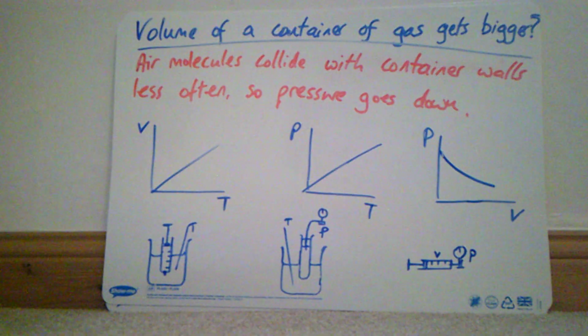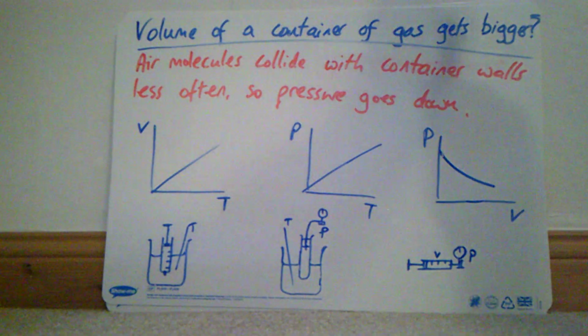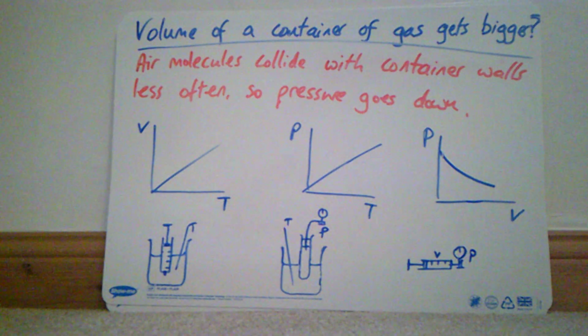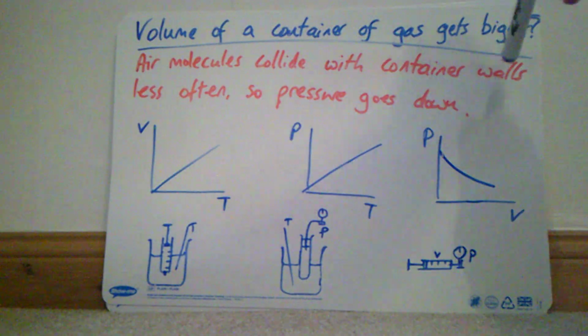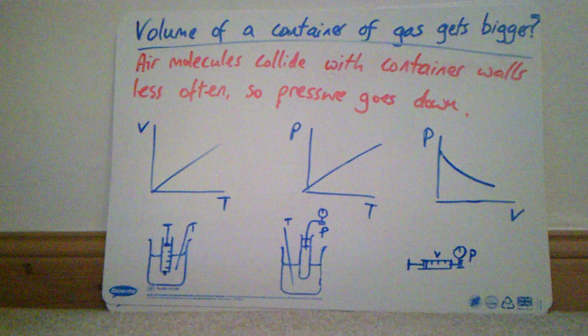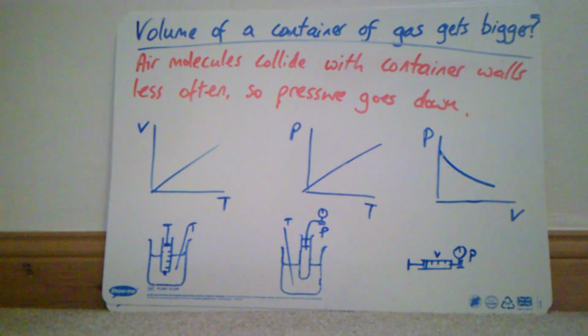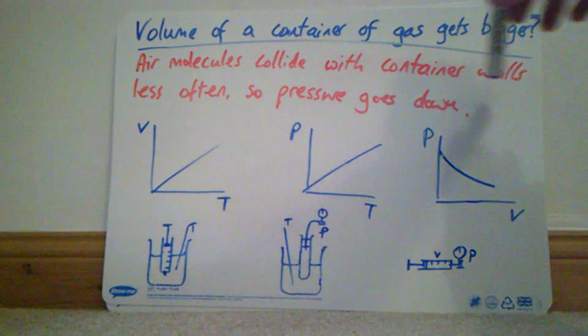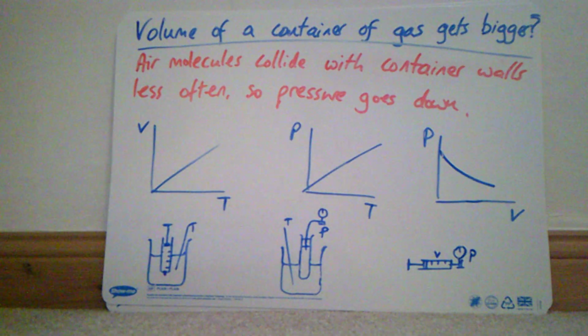What happens if you've got a box of gas and the volume of this box of gas gets bigger? Well, if the volume gets bigger, then air molecules have to move a longer distance before they hit the container walls, which means the air molecules collide with the container walls less often. If they're colliding with the container walls less often, then there's less force on the container walls, so the pressure goes down. Okay? Now, there are 3 experiments which illustrate these principles.